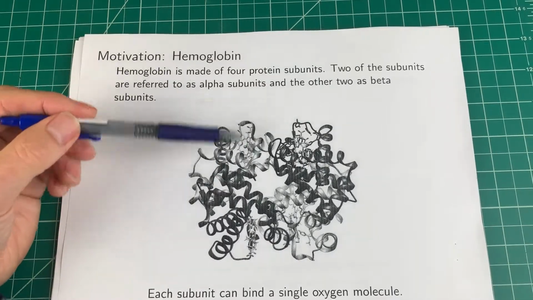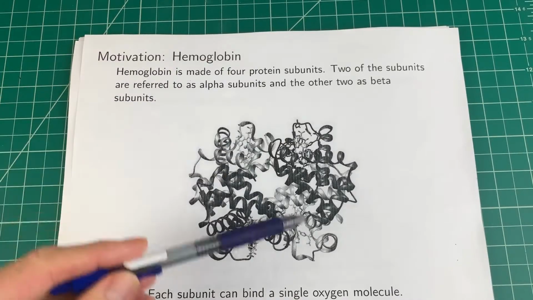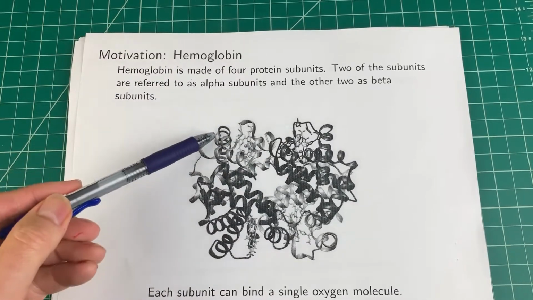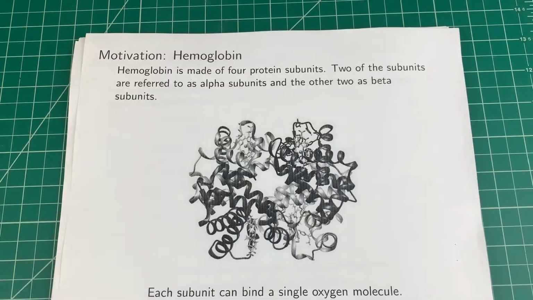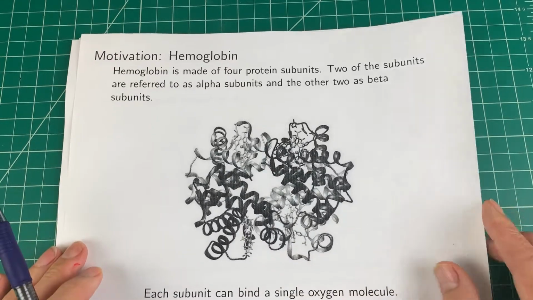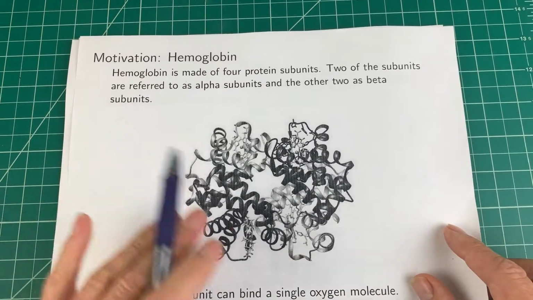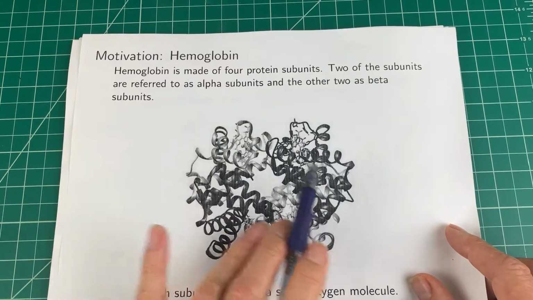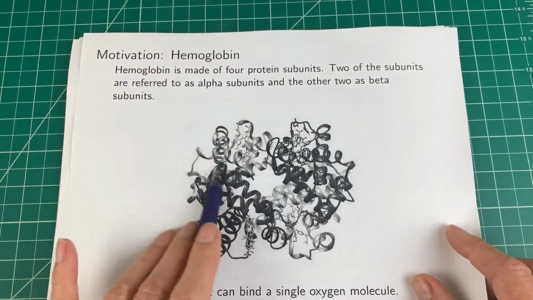So each subunit can bind one oxygen molecule, and therefore each hemoglobin protein molecule can bind up to 4 oxygen molecules. Now it's possible for there to be no oxygen bound, or 1 site occupied, 2 sites occupied, and so on.